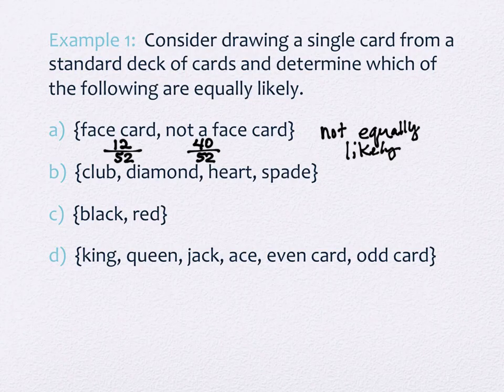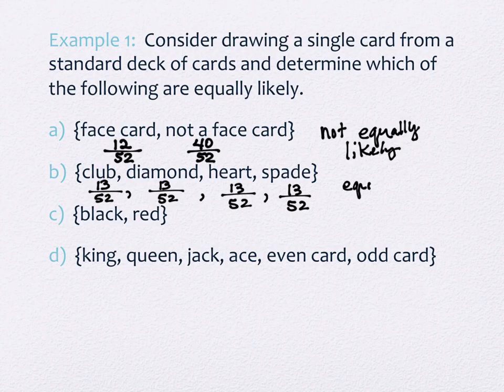All right, how about clubs? I just went through this. How many clubs are there? 13 out of 52. How many diamonds are there? 13 out of 52. How many hearts are there? 13 out of 52. How many spades are there? 13 out of 52. Are these individual events equally likely? Yes, they are. They are all the same probability. So these are equally likely.